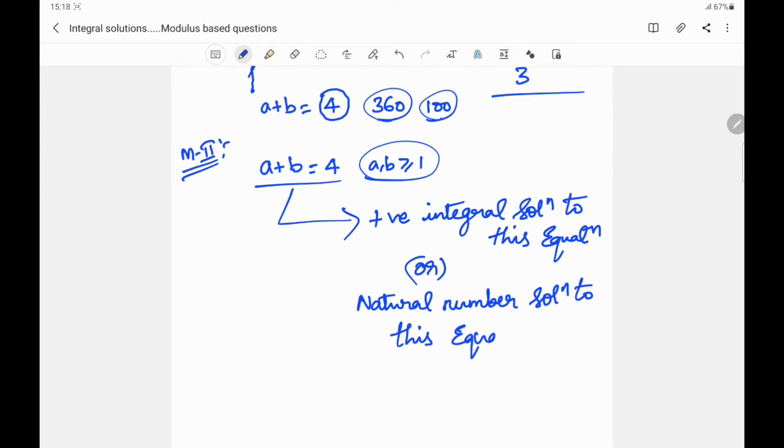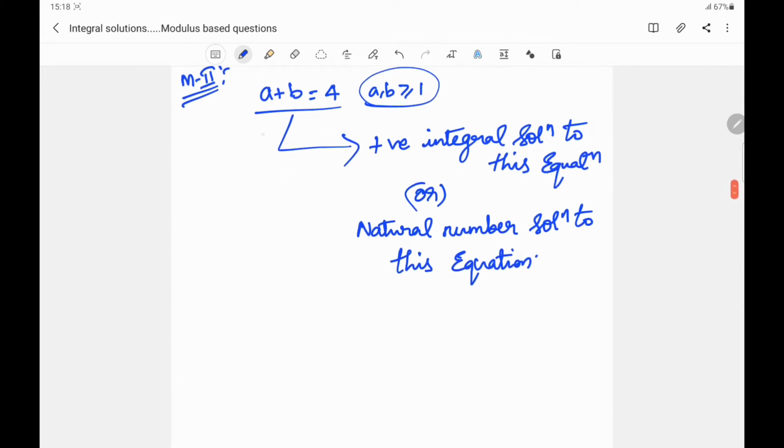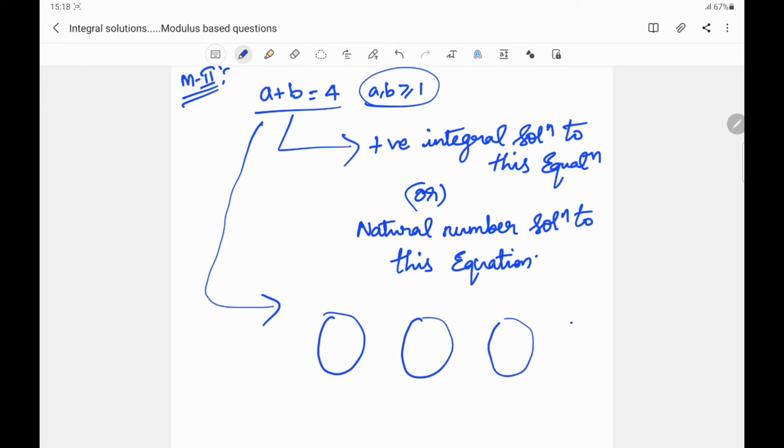So now in order to solve this quickly, what we shall do is we will assume that since a plus b is equals to 4, there are 4 balls that are placed on this table. 1, 2, 3, 4. These are the 4 balls that are placed on the table. So there will be 3 gaps. This is gap 1, this is gap 2, this is gap 3.